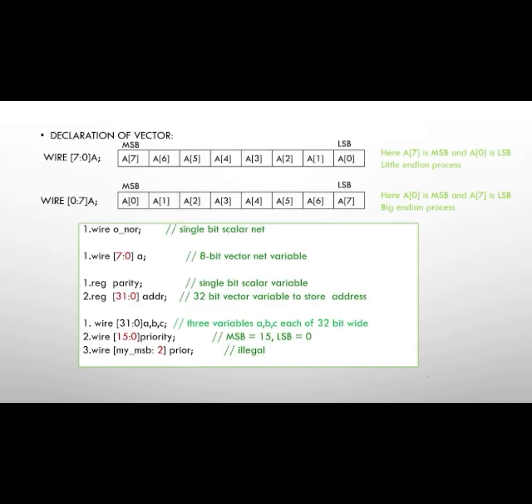Again, the vector representation is divided into two types. You can represent it in two ways. If you are representing it like 7 down to 0, that means the MSB bit is A of 7 and the LSB bit is A of 0. When you are mentioning 7 down to 0 a, that means 8 bits, 8 memory locations are allocated.